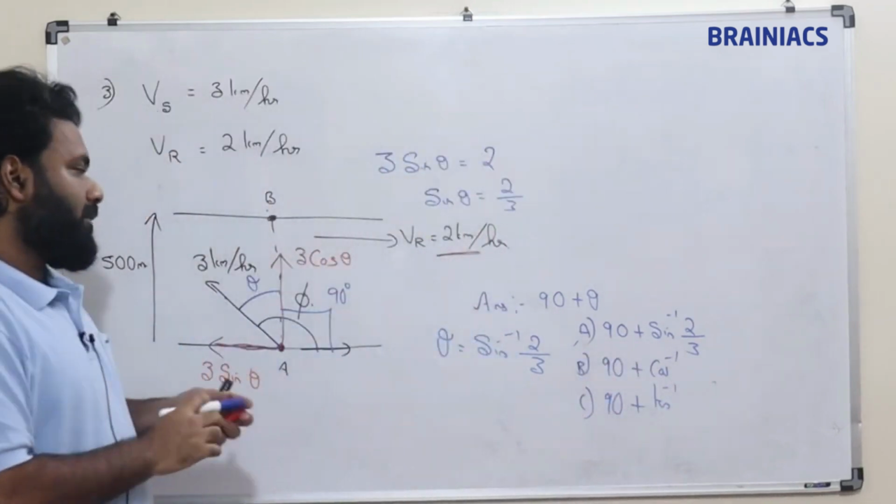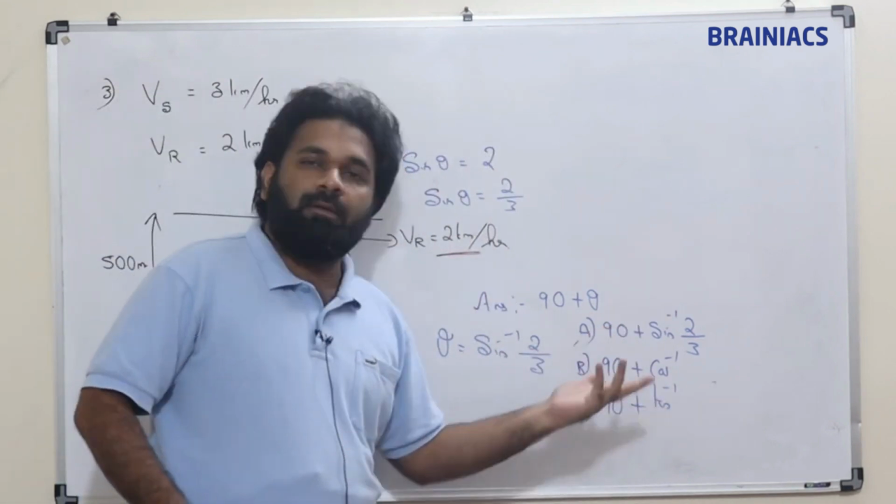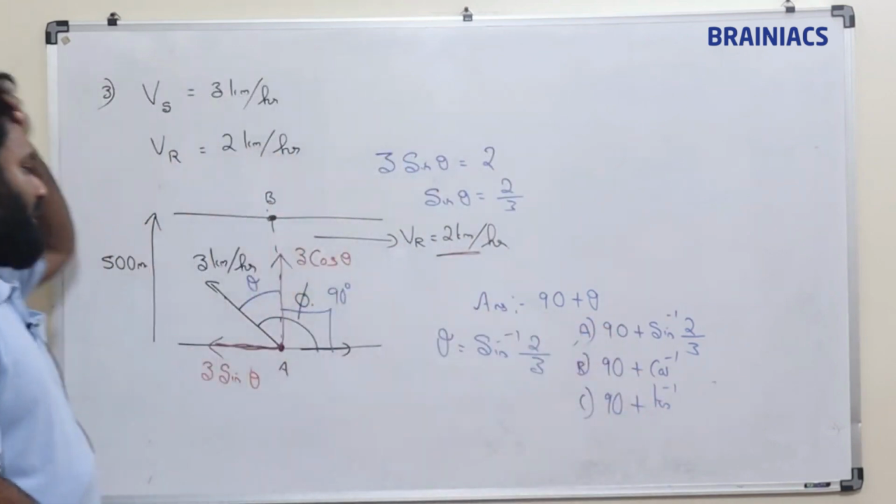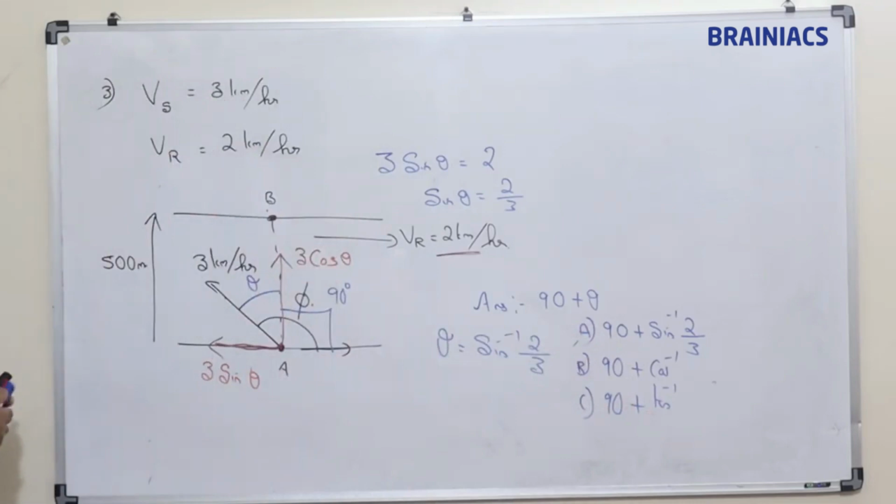Now suppose we get options like 90 plus cos inverse something, or 90 plus tan inverse something, and this is not available. Then this angle can be represented in many ways. So how to do this?